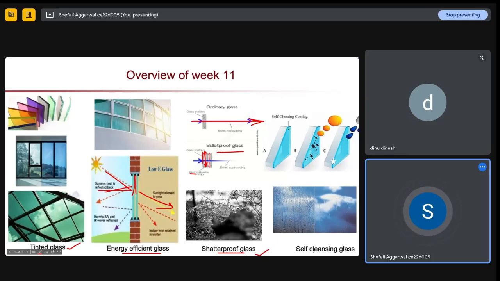Last type of glass is self-cleansing glass. In this self-cleansing glass, what is happening is there is a type of coating over the glass. It is a transparent coating only, on which whenever there is any dirt or anything, when you just pour water over it, that dirt will go away. Instead of cleaning it properly with a cloth and all, we don't need that. Just rainfall or normal water cleaning will clean up the glass. Mainly this coating will be of a titanium type.